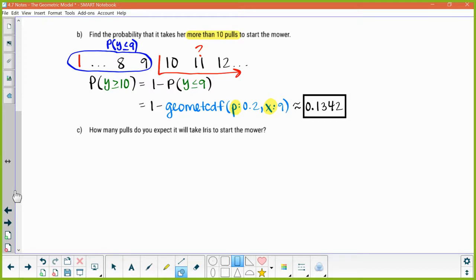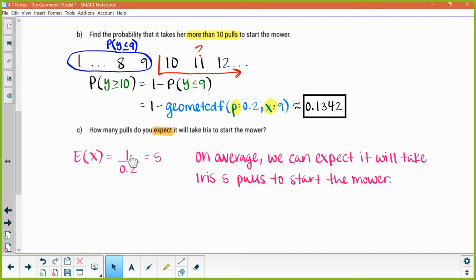Okay, last problem. How many pulls do you expect it will take for Iris to start the mower? So expect is going to be your big key. We are doing mean because it's expected value. So I'm just going to use the formula from up top. 1 over P, 1 over the probability of success, which was 0.2, gives me 5. So on average, we can expect it will take Iris 5 pulls to start the mower. Pretty straightforward. Nothing too crazy with mean and standard deviation for these types of problems. So shouldn't be too bad.